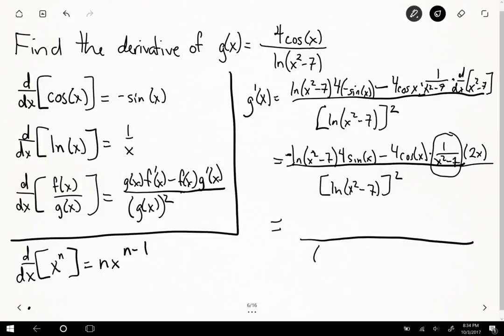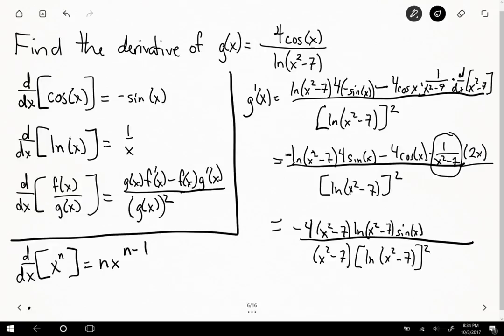So what that does is that would put an x squared minus 7 times natural log of x squared minus 7, the quantity squared. We need an x squared minus 7 here, but notice we also have a negative 4. I'll pull the 4 out in front finally. Negative 4 times x squared minus 7, we multiply by this term, times natural log of x squared minus 7 times that sine of x.